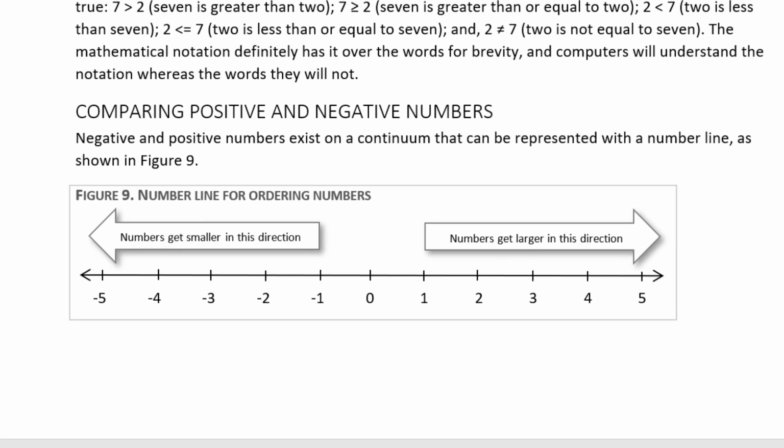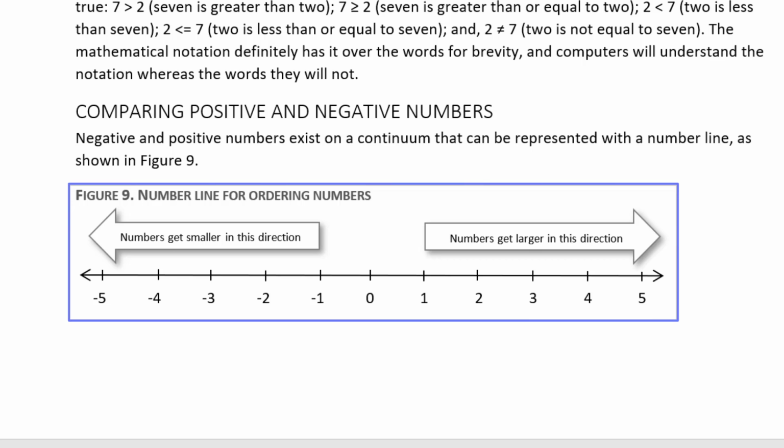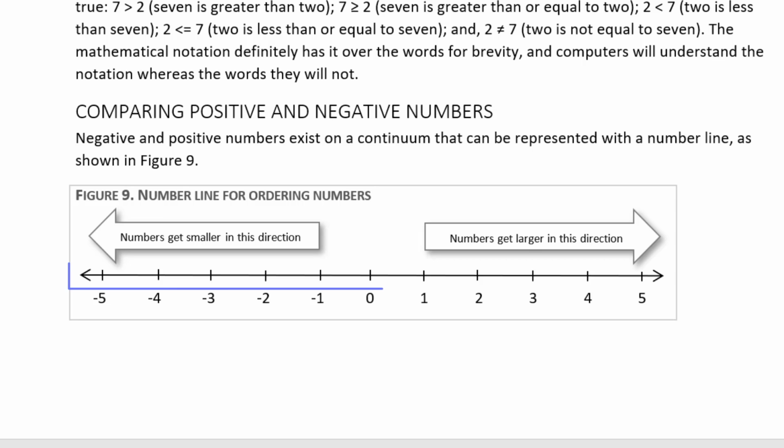Let's start doing comparisons by talking about comparing positive and negative numbers. Negative and positive numbers exist on a continuum that can be represented with a number line as shown in figure 9. So what you see here is your usual number line. I'm sure you've seen a million of these.